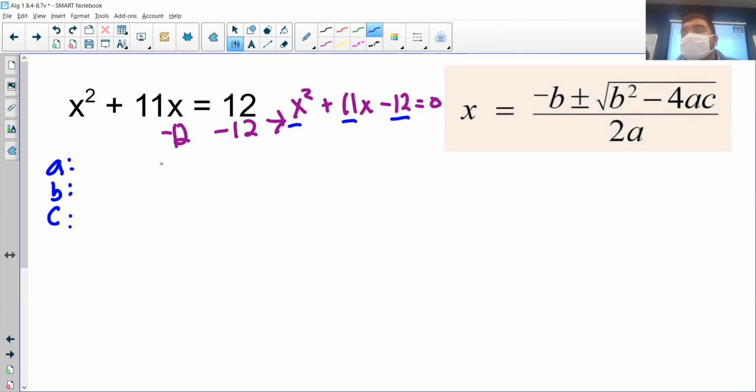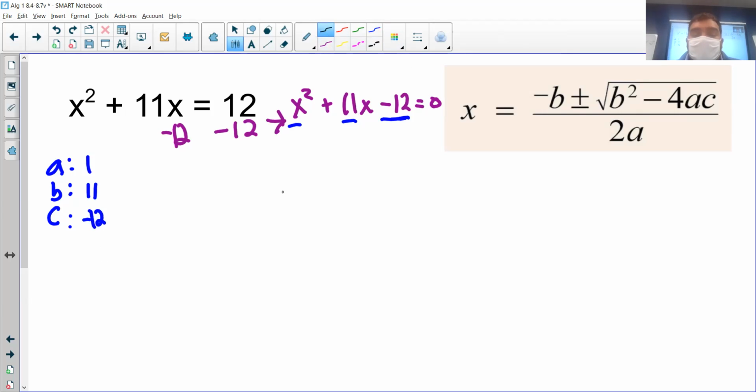So A, B, and C are going to be three different numbers. Not always different numbers, but it just happens. It's 169 plus 48, because it's negative 4 times negative 12, which is positive 48. A is 1. That's actually the only thinking part of it.